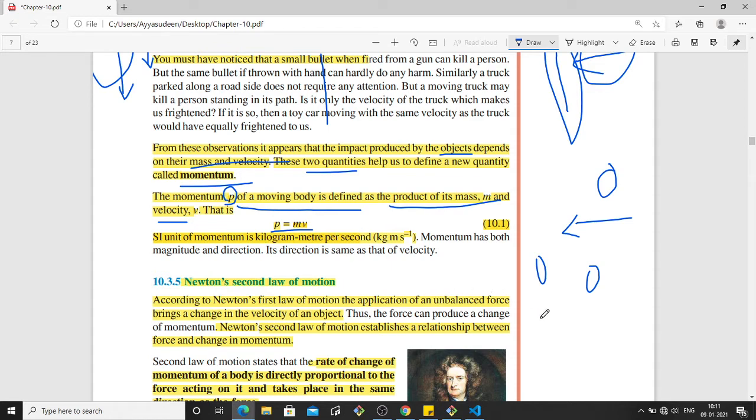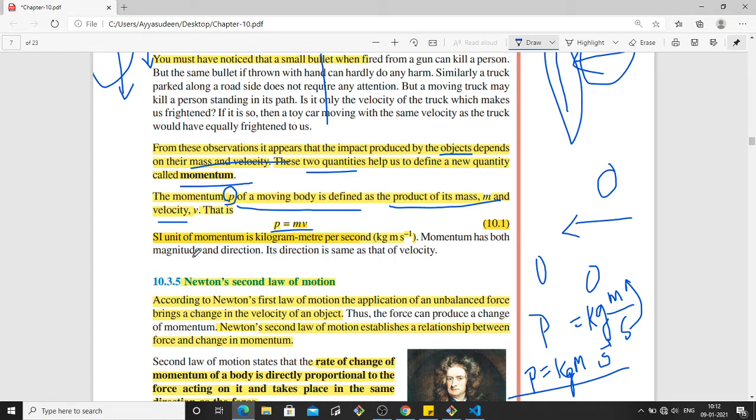How? See, momentum is there. How to find the unit? The first one is mass. The unit of mass is kilogram, SI unit. And what is the unit of velocity? Velocity is meter per second. If the second comes to the denominator, it becomes second to the power minus 1. So now momentum is equal to kg meter per second. That is the SI unit of momentum.